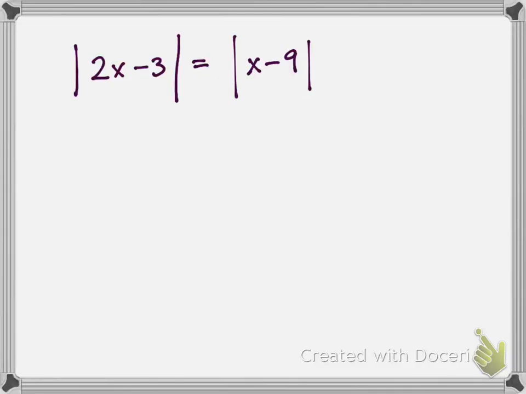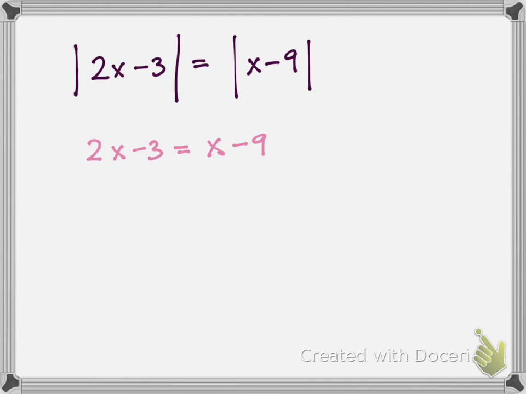How do you solve an absolute value equation when there's an absolute value on both sides of the equation? It's going to be very similar to how we solve the others. They are isolated. We have one on each side. And what we're going to do is solve the original equation that you see, minus the absolute value bars. So we're going to do 2x minus 3 equals x minus 9.